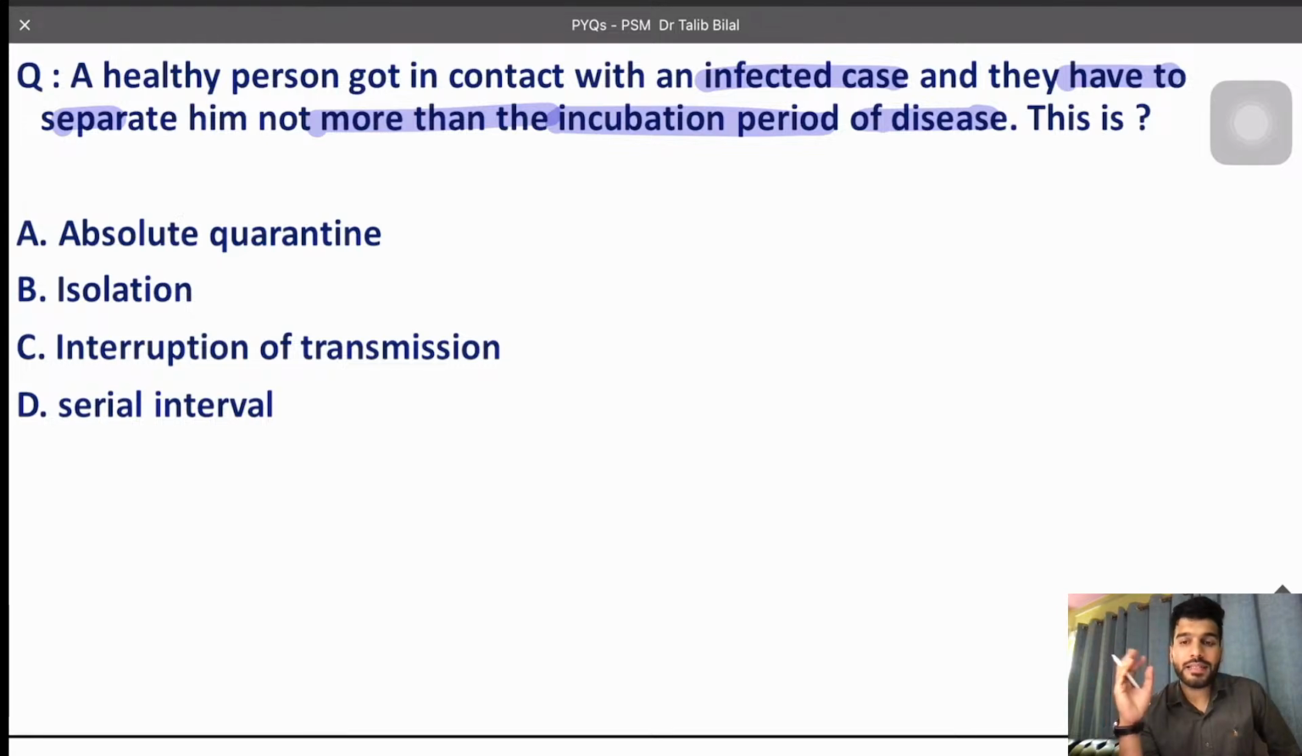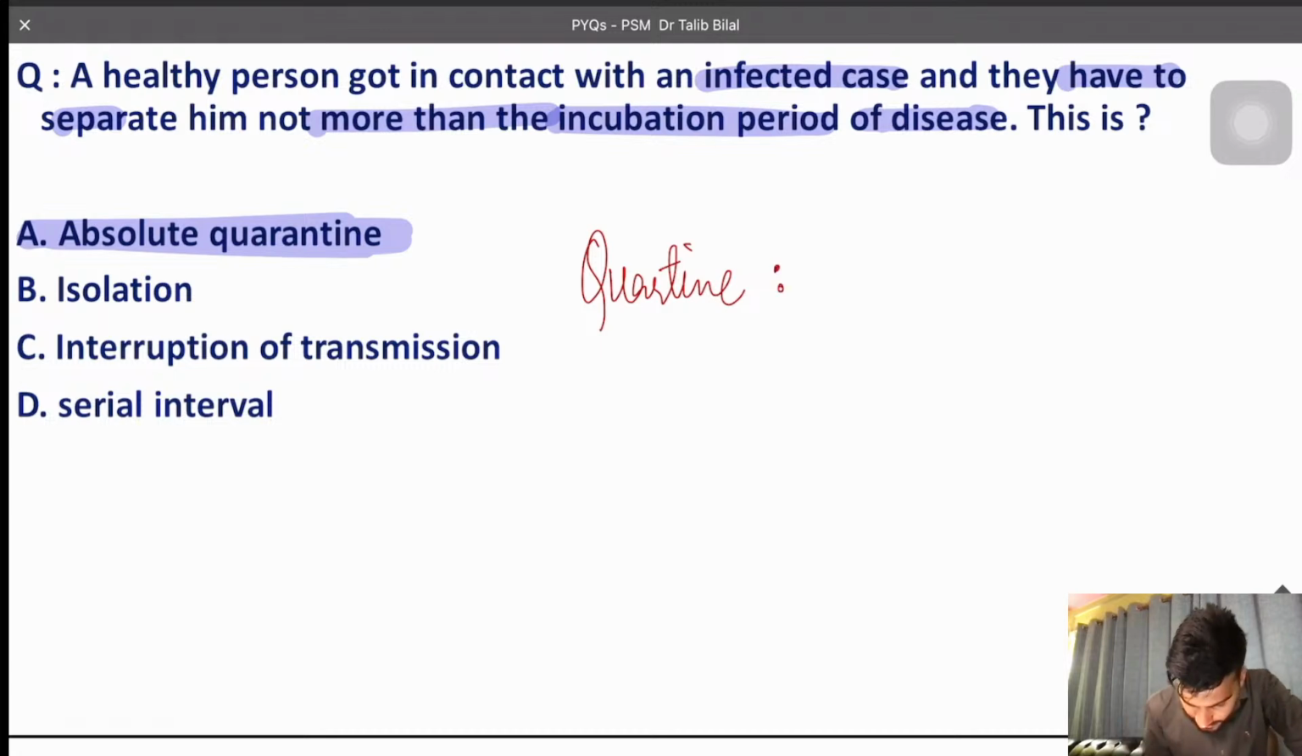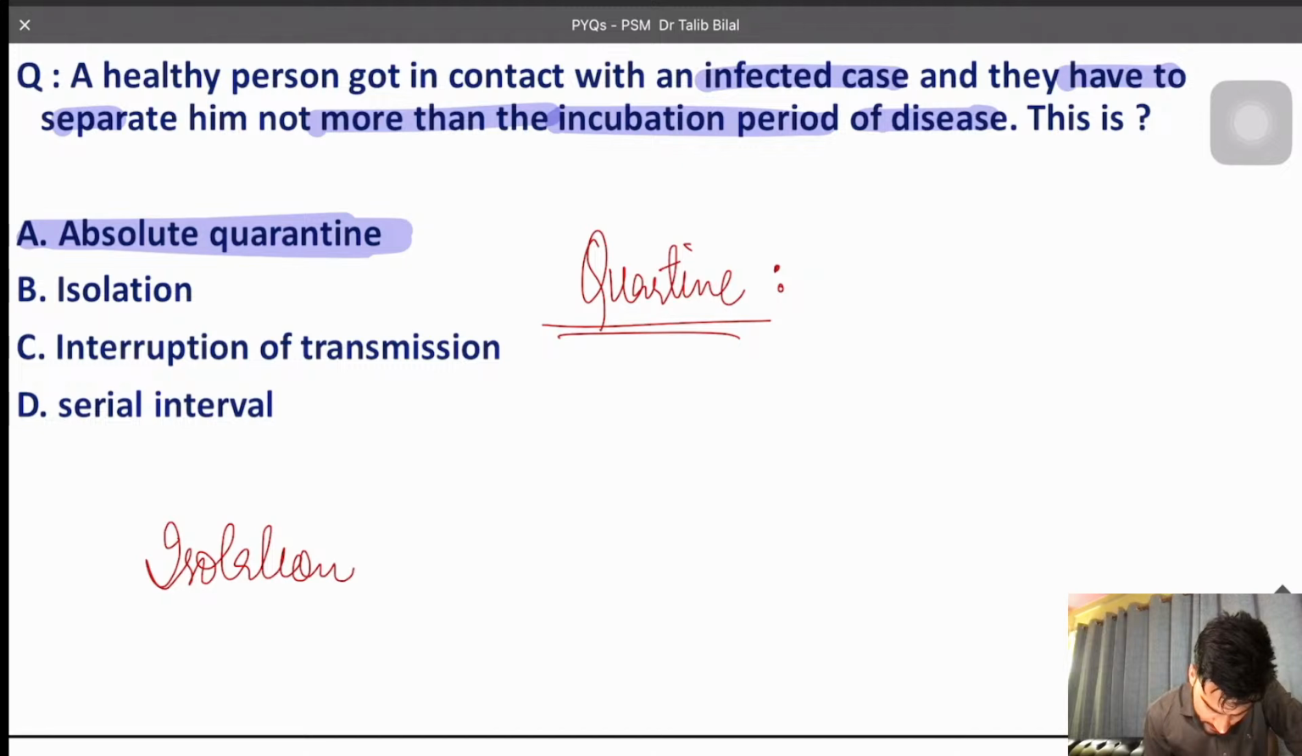Separation of an apparent healthy person till the maximum incubation period, your answer is going to be a quarantine. So it's absolute quarantine. So we have two definitions here, remember. One is quarantine, another is isolation. Okay, so what do I mean by quarantine?